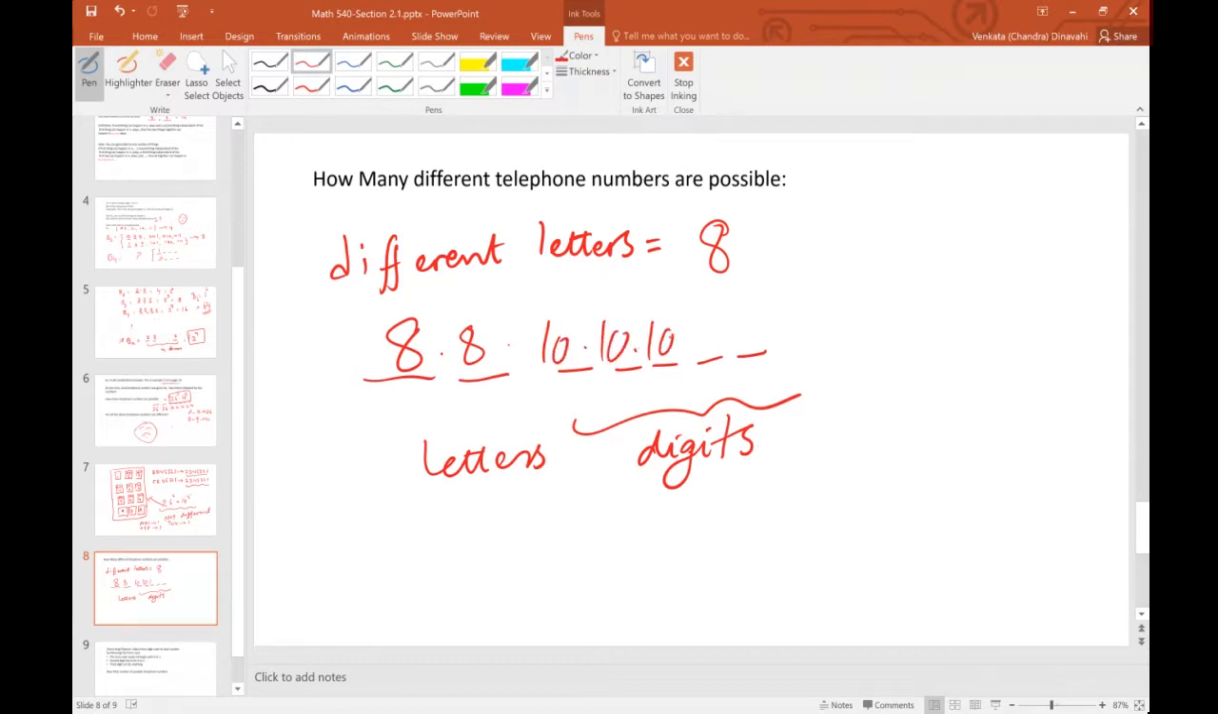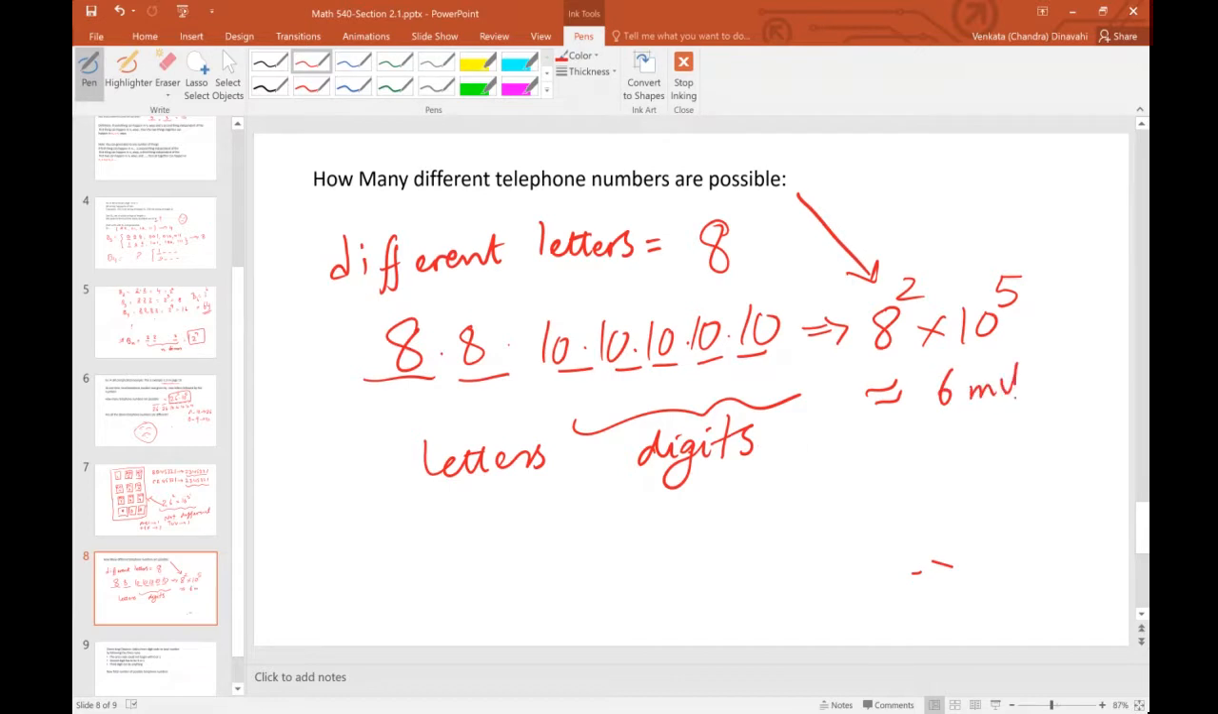So there are only 8 different letters. So I have only 8 choices to fill this part, and there are only 10 ways to fill 0 to 9. So there are only 8 square times 10 to the 5 different telephone numbers. It's not 26 square times 10 power 5. So these are the only different telephone numbers.